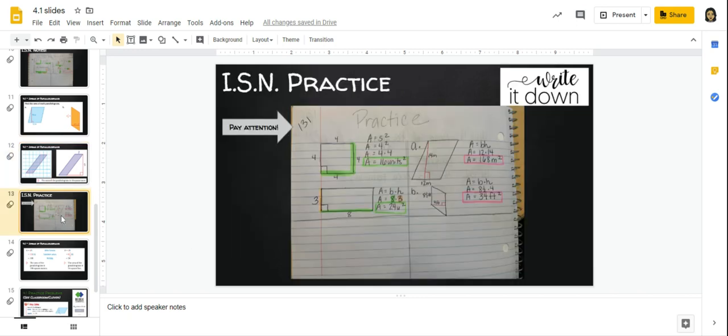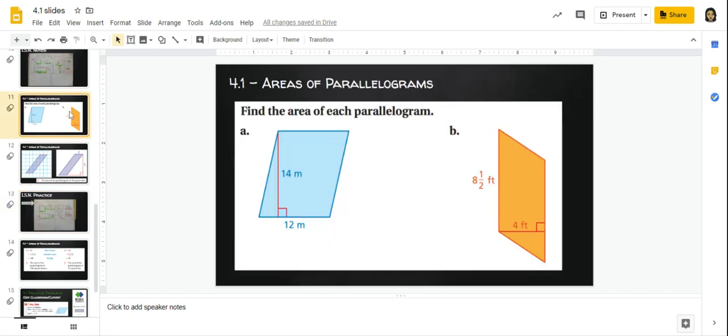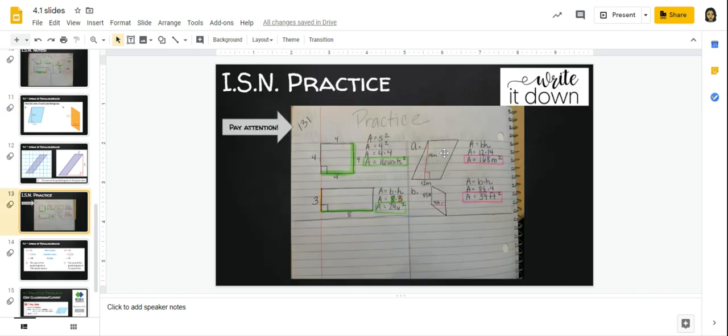Okay. So going on to the ISN practice side, again, back to page 131. I've got these from slide 11, the parallelograms A and B, and I've copied them here to show you how we would find those areas of those two parallelograms.